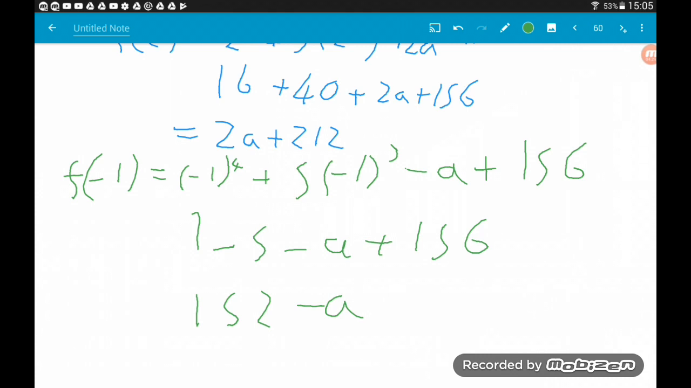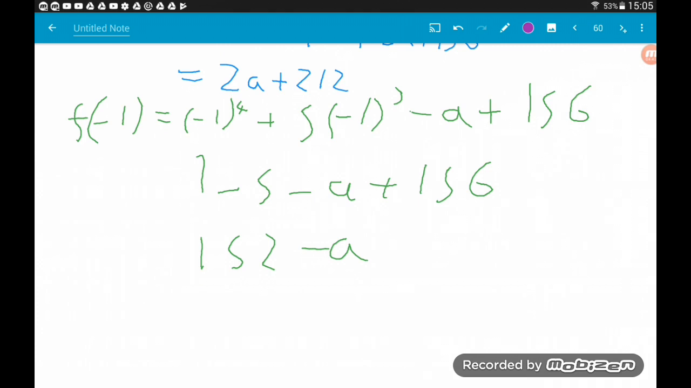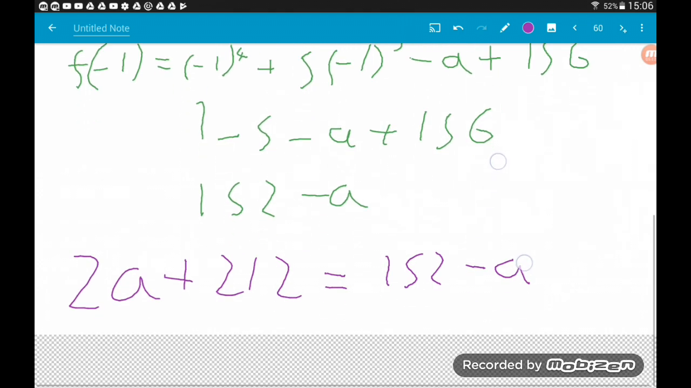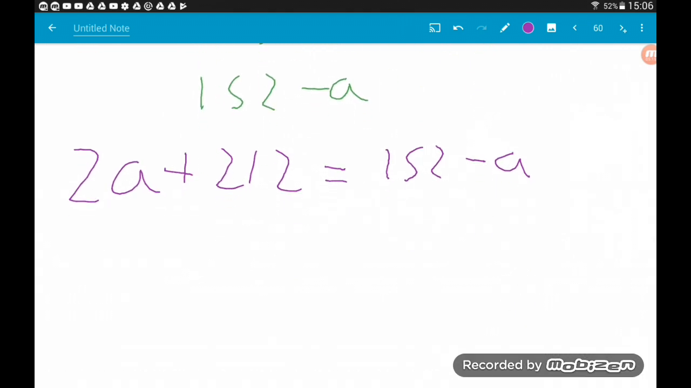So we got both of our remainders here. Now remember we were told the remainders are equal. So we can set 2a plus 212 is equal to 152 minus a. So remember what we're doing there, the question told us the remainders are equal. We found the remainders, we are now setting them equal. So we now have an equation, fully in terms of a, that we can solve.